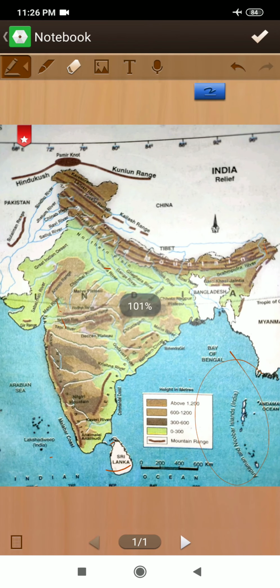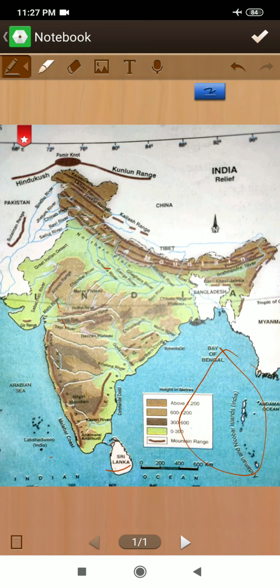Now if we discuss Andaman and Nicobar, the Andaman and Nicobar islands are situated in the Bay of Bengal. The Lakshadweep islands are situated in the Arabian Sea, whereas the Andaman and Nicobar islands are situated in the Bay of Bengal.